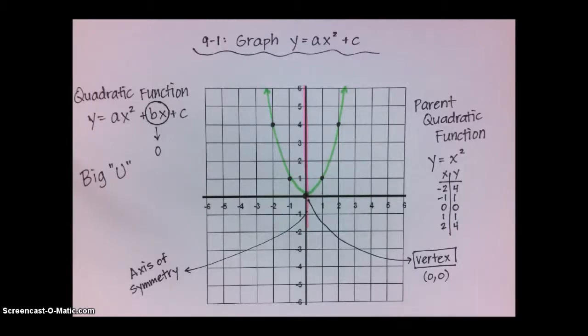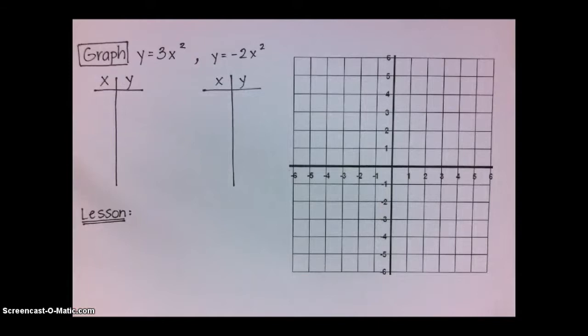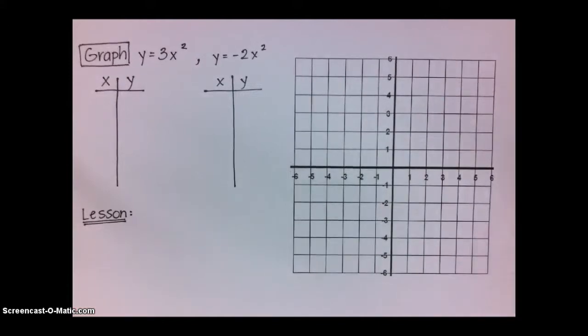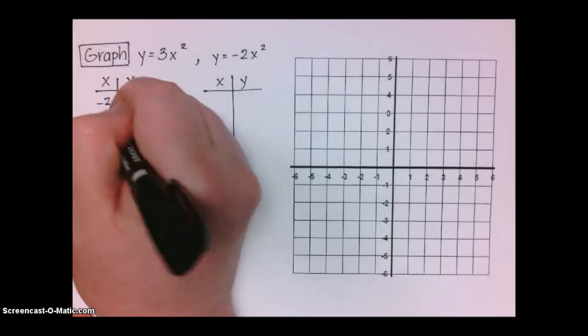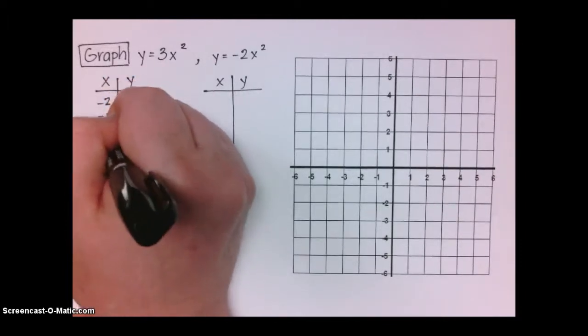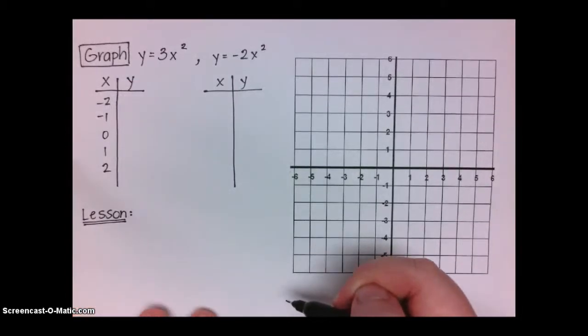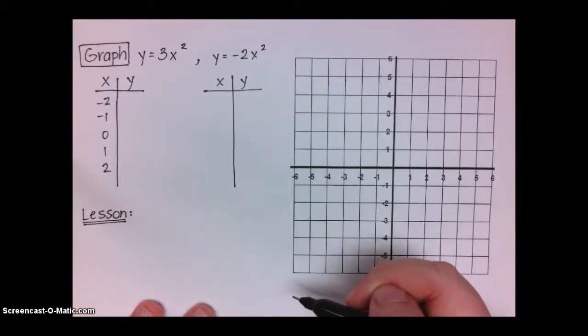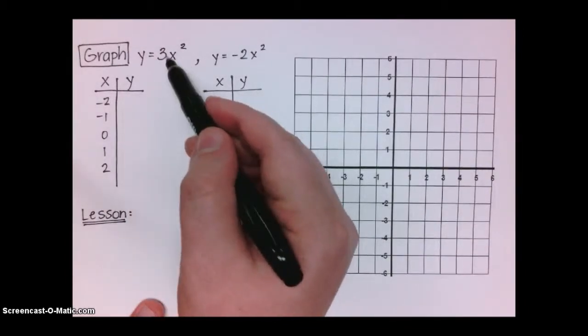And so why don't we begin? The first one that we're going to look at is graphing y is equal to 3x squared. So again, let's pick some points, -2, -1, 0, 1, and 2. I always try at least 5 points. It'll help me get a good shape of my parabola. And I'm going to plug it in. So I'm going to plug in -2 here.